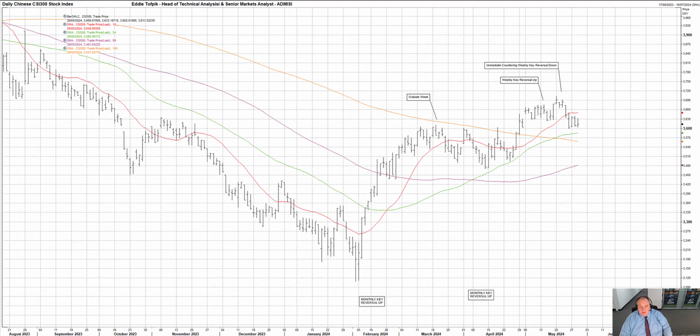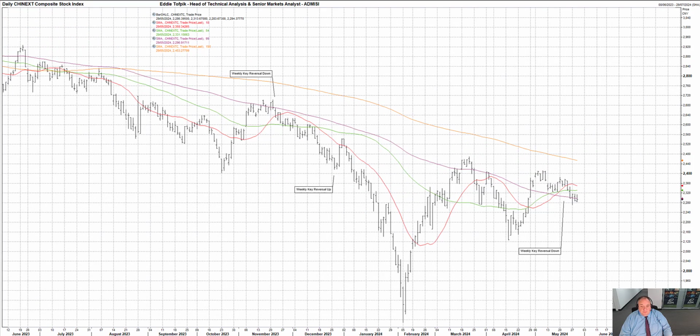Well, last week we had here a weekly key reversal down. And what is more, it was an immediate countering weekly key reversal down, usually seen as a sign of large-scale indecision. Well, this week we have not had a follow-on lower, but I would note how the market has spent the last 3 days hanging around the lows of last week, and also last week's close.